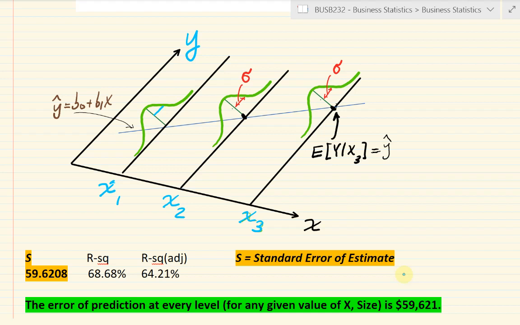Price of a 3,000 square feet could be off by 60,000. What if it's 3,500 square feet? The prediction could be off by 60,000. That's what the error of prediction at every level is.